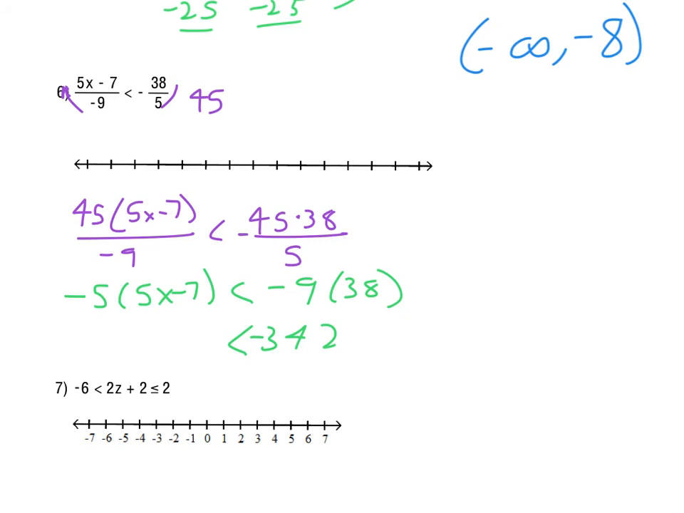Distributing the negative 5 on the left, I get negative 25x plus 35. In this case, I'm just going to subtract the 35 from both sides. And so I get negative 377. So I've got negative 25x less than negative 377.